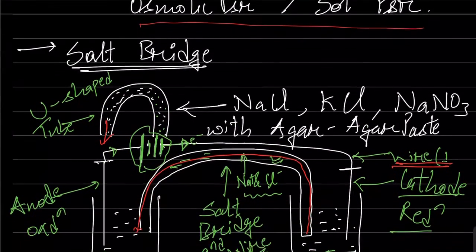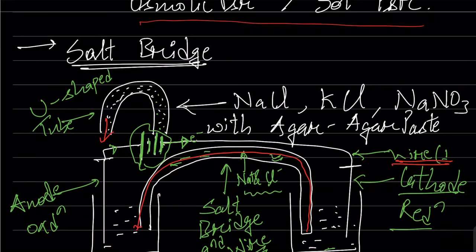The salt bridge is a U-shaped tube as we have seen in the figure. It contains either NaCl or NaNO3 or KCl or KNO3 with agar-agar paste. Everybody understands that? Agar-agar paste is some kind of jelly, like the toothpaste you have seen. It is a little bit more viscous than toothpaste. The salt, potassium nitrate, like Na positive and Cl negative, will be present in the salt bridge. That is the component of the salt bridge.